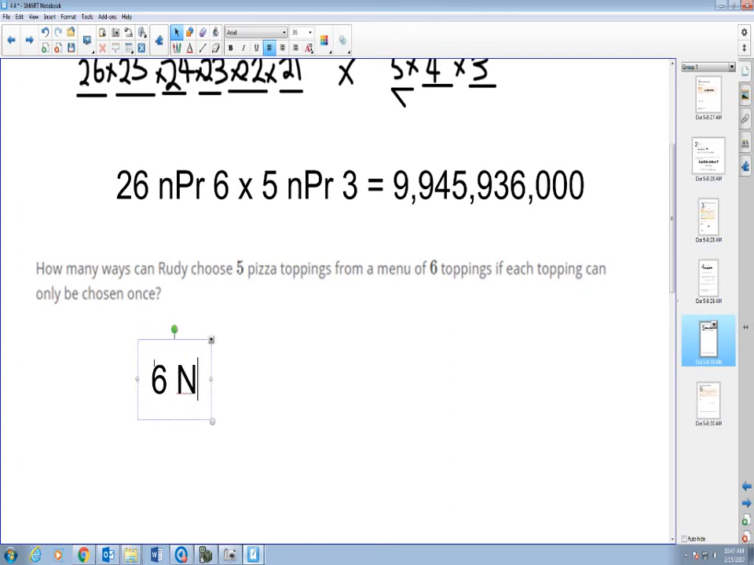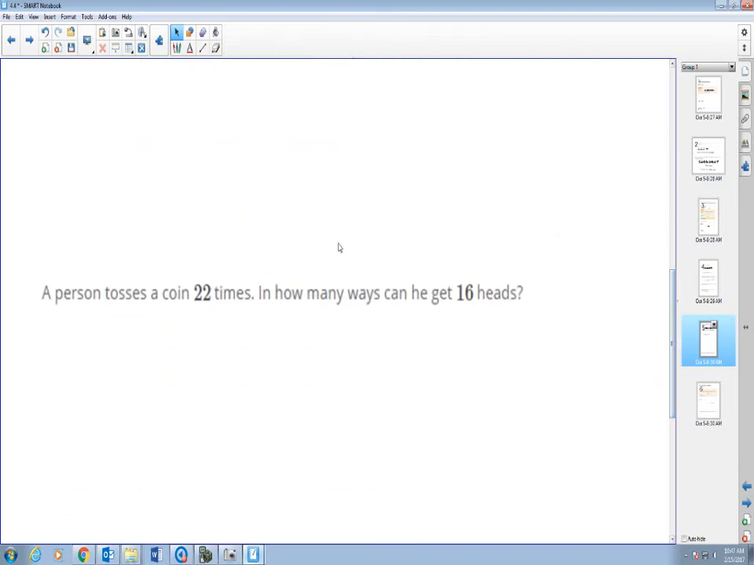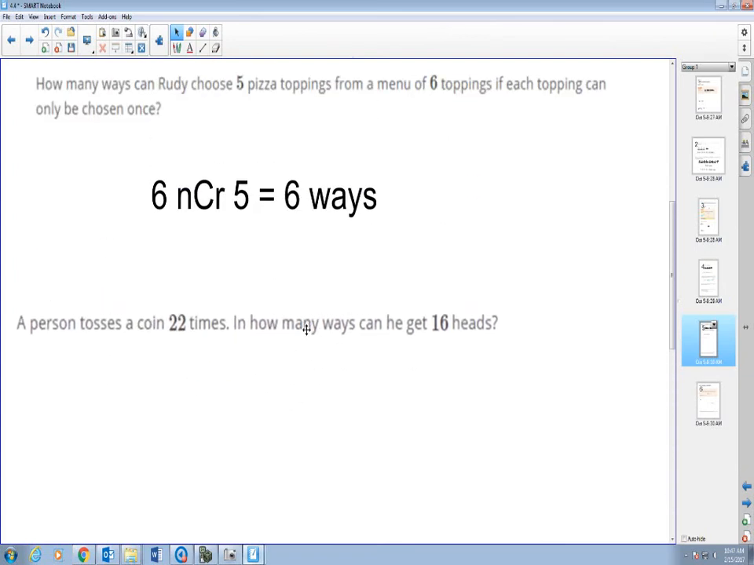6 toppings, choosing 5 of them. So that will actually give me 6. There's only 6 ways I can do this. Okay, 6 ways we can choose the toppings. All right. This is a very interesting problem. And we can change these numbers up.